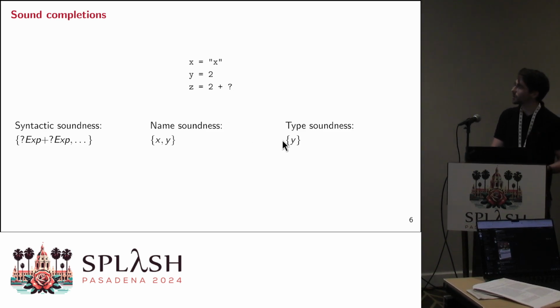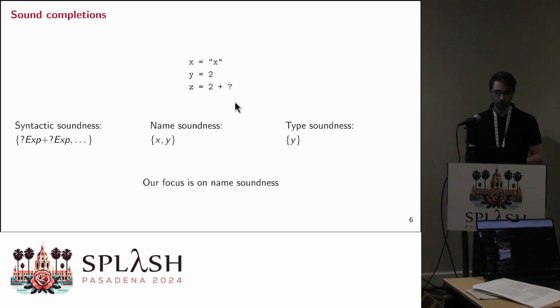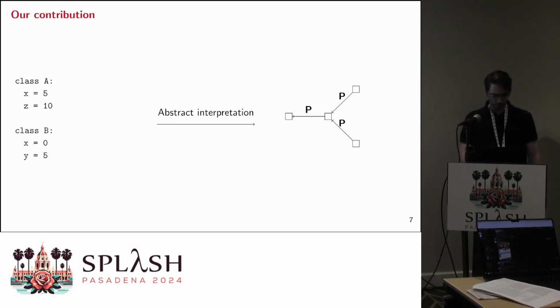A stronger type of soundness is type soundness, where the completion candidates not only introduce no name binding errors, but also no typing errors. And in that case, only Y is a valid completion candidate, because X is a type string, and that would cause a typing error. In our work, we focus on name soundness, and in the future, hopefully on type soundness.